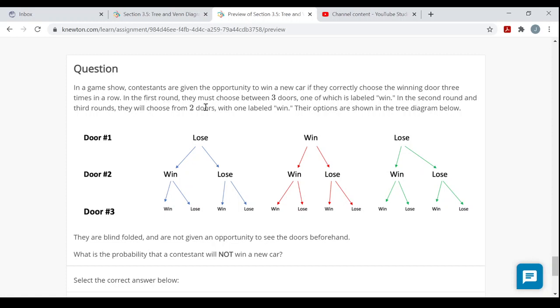So in the first round, they must choose between 3 doors, one of which is labeled win, so then the other 2 are lose. So you see in door number 1, there's one labeled win, the other 2 are labeled lose, right? Then the next choice is, after you choose the first door, you choose a second door, a second process. But you only choose from 2 doors, one of which is win and the other one's lose. So you see how each of these door 1 labels has 2 branches coming off of it with win, lose, win, lose, win, lose. So far 6 possibilities.